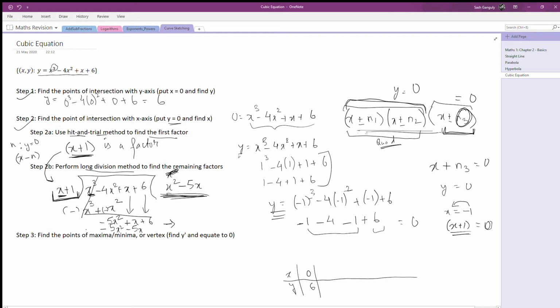So if I subtract these, then minus 5x squared and minus 5x squared will cancel out. This minus will become plus, right? So I have x plus 5x will give me 6x, and this term will just carry forward. So I have 6x plus 6.